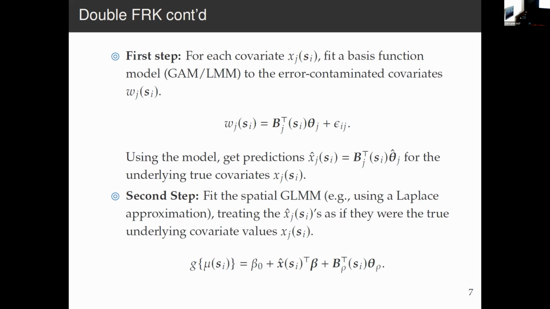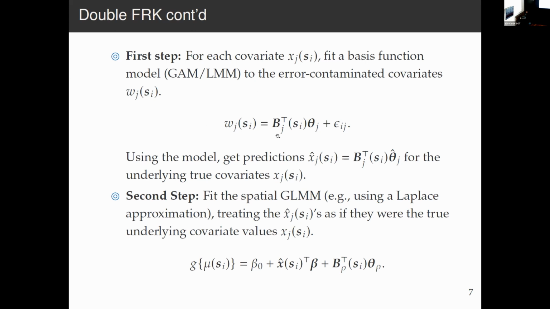So you can see that because we model this x as the smooth thing, we can model it with basis functions, and then that basically allows us, because you basically do a dimension reduction, and that allows you to get past needing validation data to estimate the covariate measurement error sigma j squared. So that's the first step.